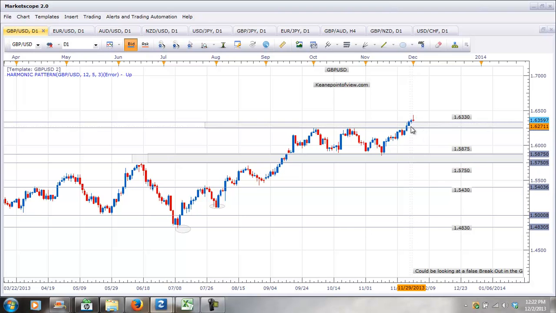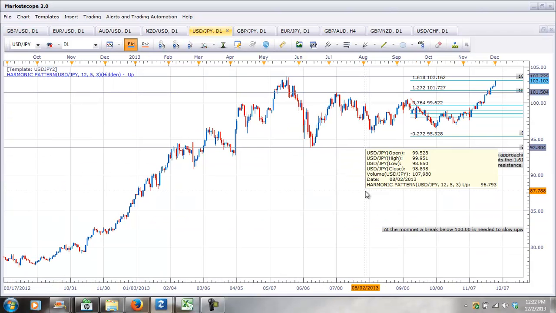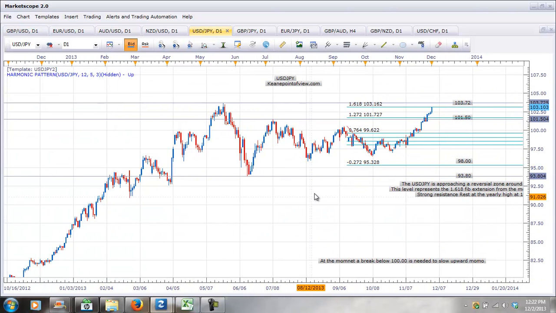A break below this 163.30 level, and more importantly, probably a break back below this 162.82. That'll convince me we're going to be range bound down, and we could see a push all the way back to the 158.75. So this is important because it's also going to influence the Great Britain New Zealand, which we're going to go over in a second. The USDJPY, you can see this guy is still pushing higher, 103.10.